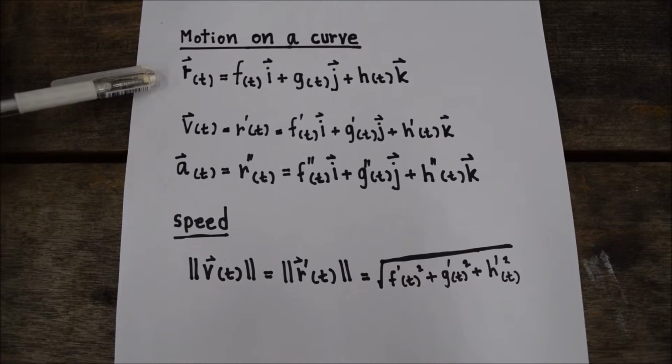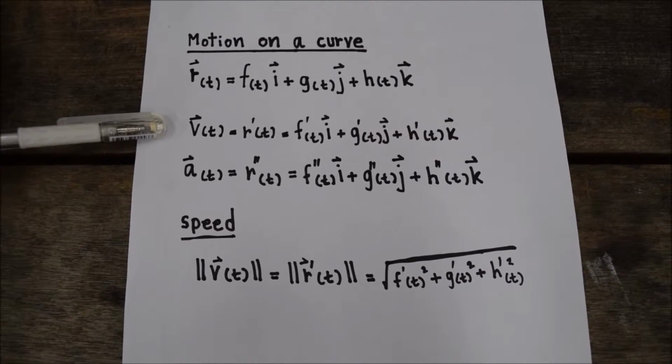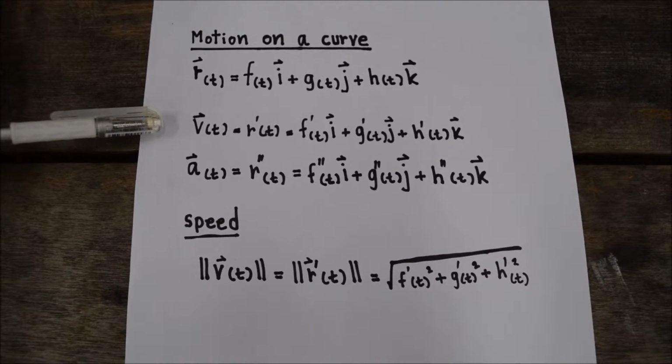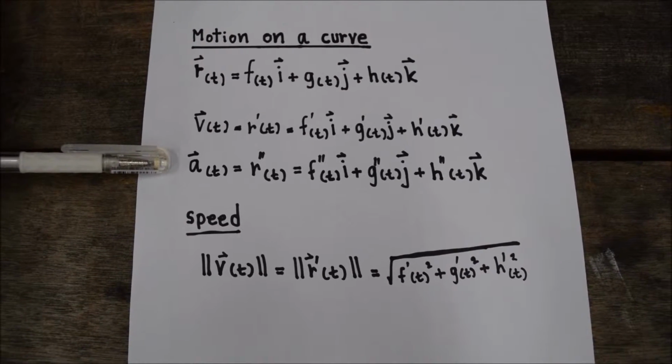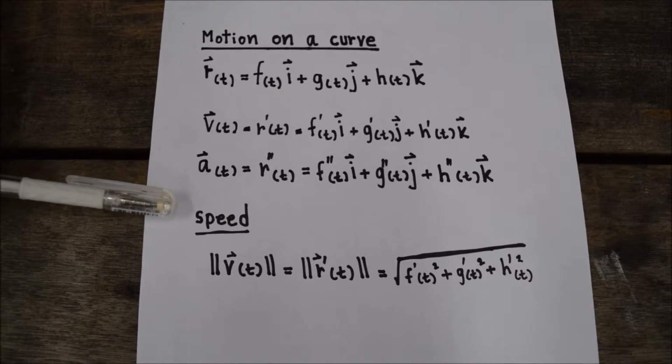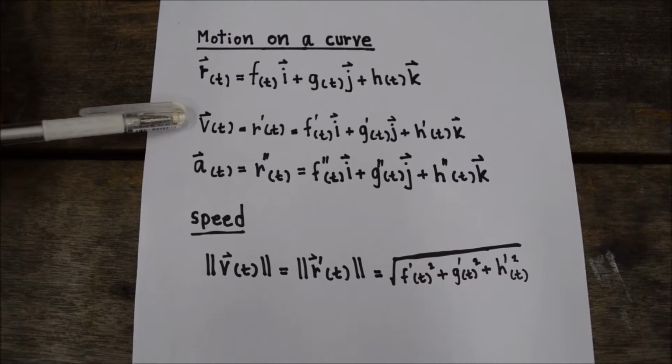So if you have the vector r, you can find the velocity by finding the first time derivative and the acceleration from the second time derivative. And for the speed, you just find the magnitude of the velocity, then you will get the speed.